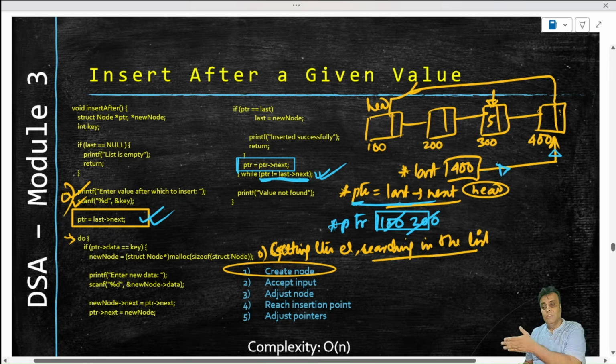Pointer was moving means from head it was moving. Then it went into a circle because it is a circular linked list and came back to head. So we get out of it. So I spent some time here just to make sure you understand this loop.